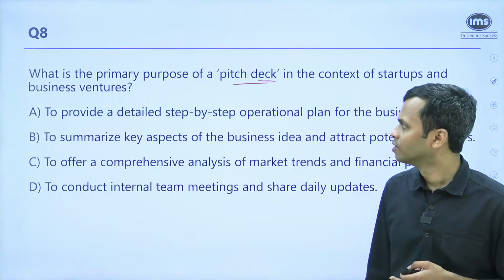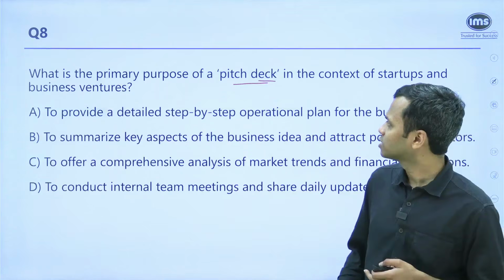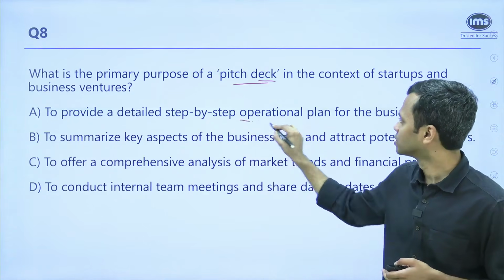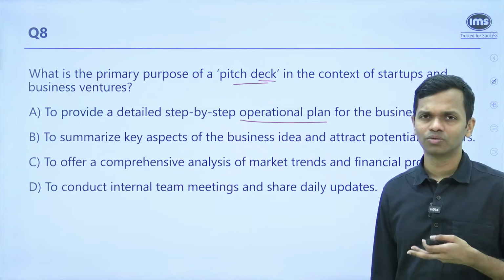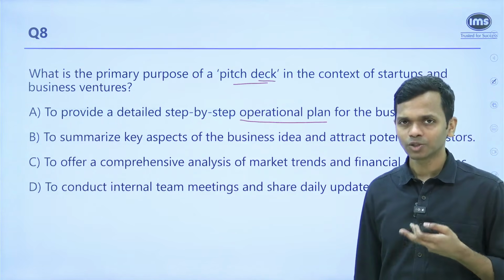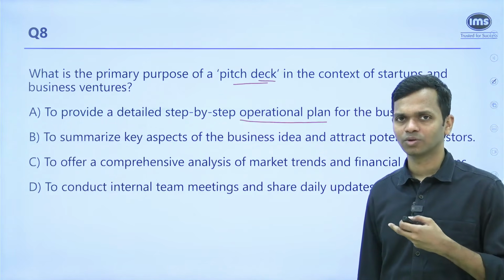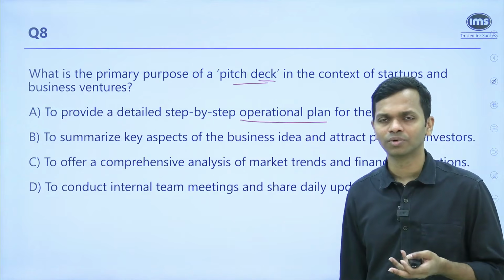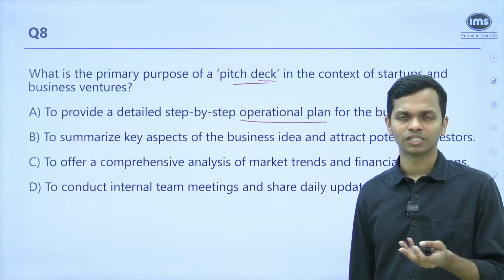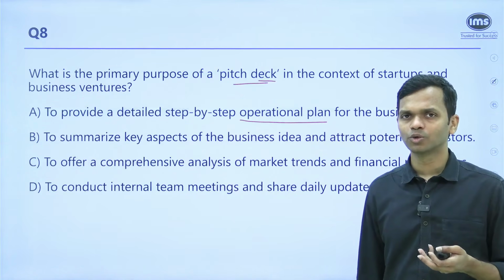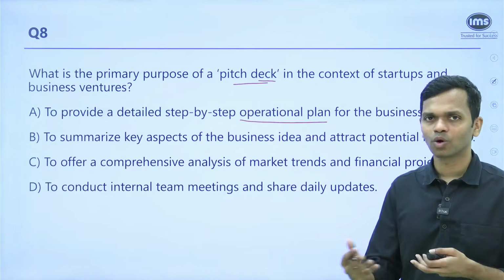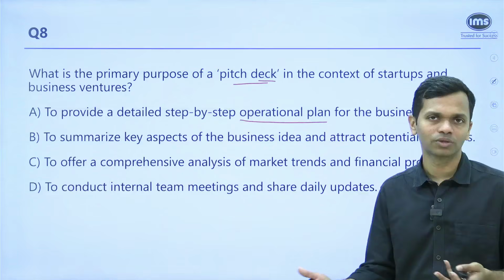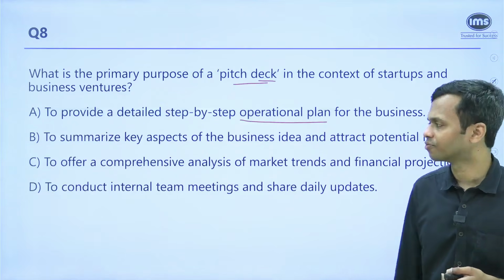First says to provide a detailed step-by-step operational plan for the business. Operation plan could be there, but again we don't in the pitch deck, that is not the core objective. So you are creating a pitch deck, let's say for your startup, and you're presenting it to, let's say, a venture capitalist. You are not going to show them the details of the entire operations that are going to happen, because maybe you're not even started it yet. So there's no operational plan that exists at this point of time.